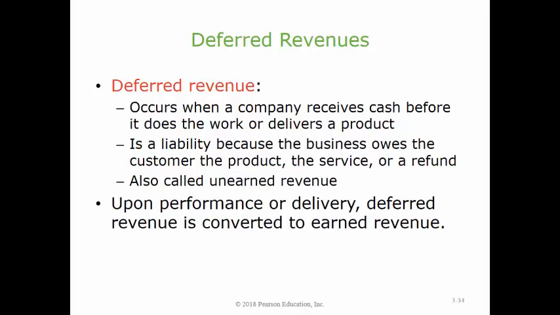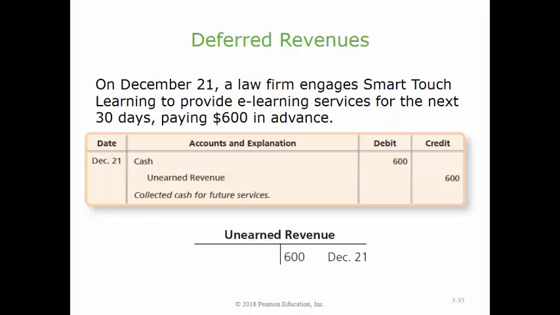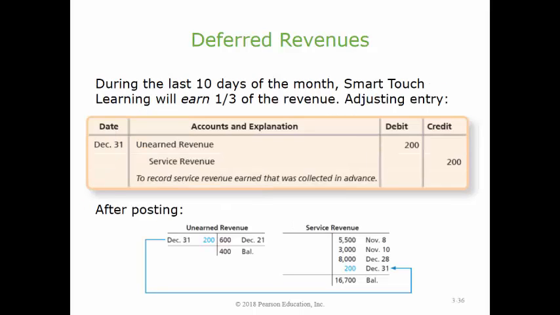Therefore, a prepayment from a customer is considered a liability. On December 21, a law firm engages Smart Touch Learning to provide e-learning services for the next 30 days, paying $600 in advance. Cash is debited for $600 and unearned revenue is credited for $600.